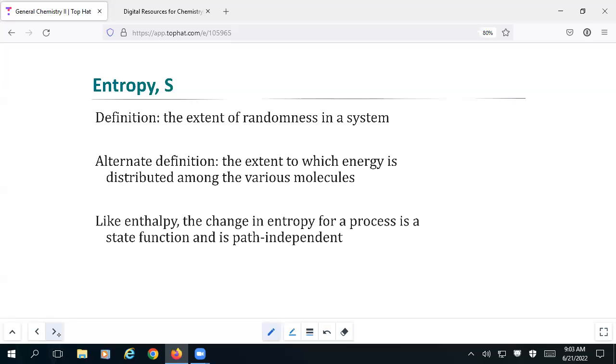Now, you'll see entropy defined in a lot of different ways. One reason is that entropy can be hard to get your head around, because what we're really talking about is the molecular level, and visualizing the molecular level is hard because we can't see it. So we try to construct models, different visual pictures, to explain what is happening in that molecular world. One definition of entropy relates to randomness, the randomness of a system: how disordered or disorganized a particular system is.